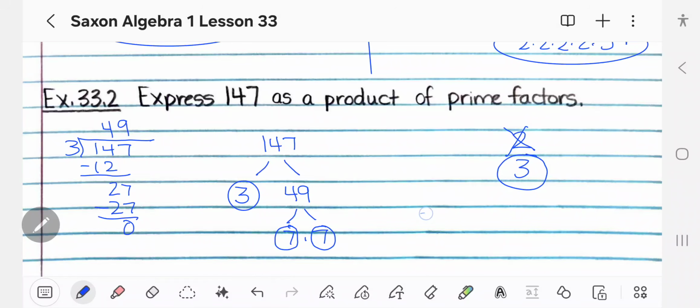So my prime factorization is 3 times 7 times 7. And you can multiply that out. 3 times 7 is 21, and 21 times 7 would give you 147. So that'll work.